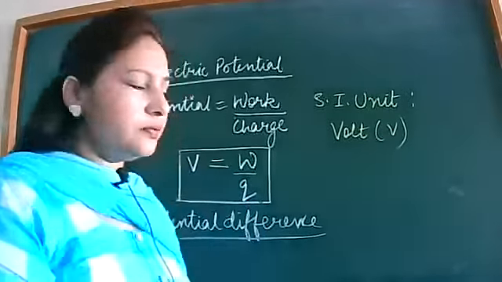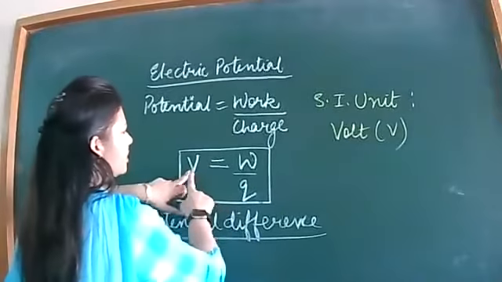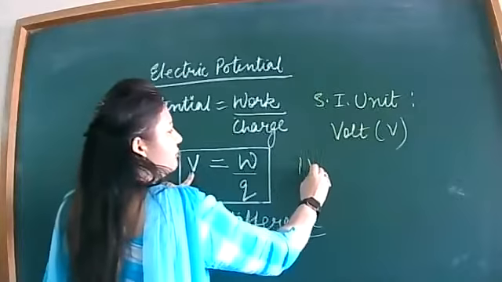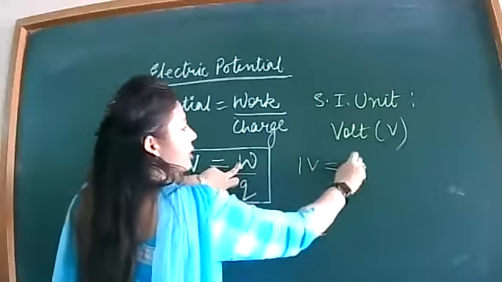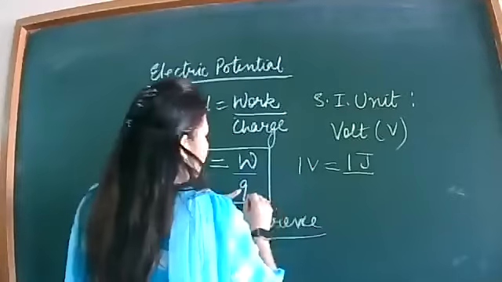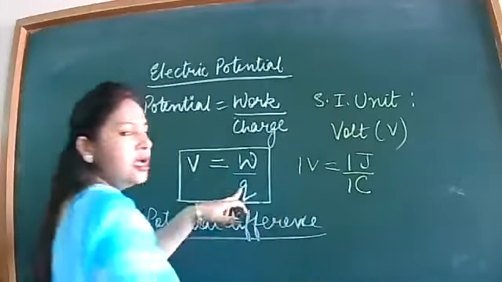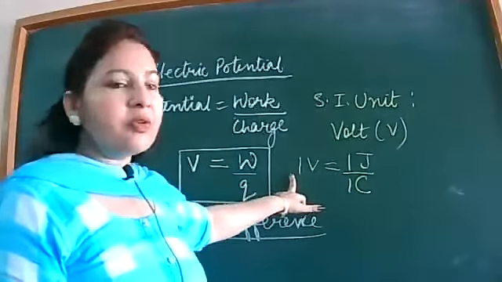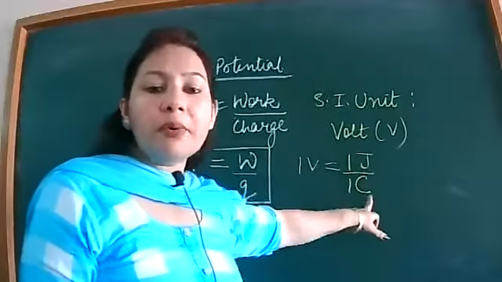Let us define now. So if we put the unit of potential here, 1 volt, and unit of work, that is 1 joule, and unit of charge, that is 1 coulomb, we get the value of 1 volt. 1 volt is 1 joule per coulomb.